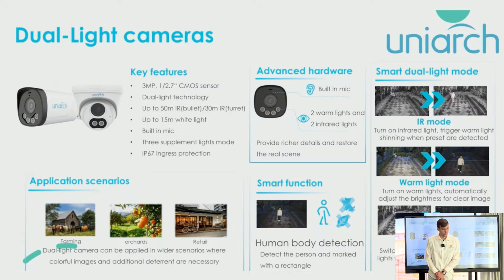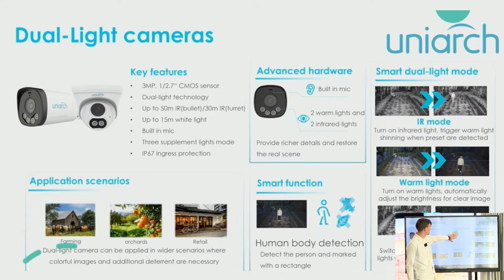Then next up, our dual light cameras. I have one camera here, I'm going to show you that right now. This camera comes in 3 megapixels. We have the infrared, but we also have the white light, so we have this dual light. The bullet camera has the IR light up to 50 meters, and the turret has 30 meters. Those cameras come again with the built-in mic, as basically all those cameras.